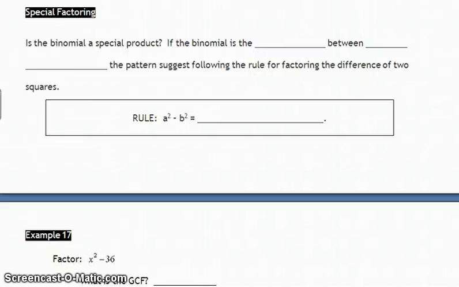Welcome to the final video on factoring review. We're going to look at some special factoring, and I only bring it to your attention because if you can recognize this, it's a very quick way to factor a function. So we need to ask ourselves, is it a special product? And the one that we're going to look at is, is it the difference between two squares?